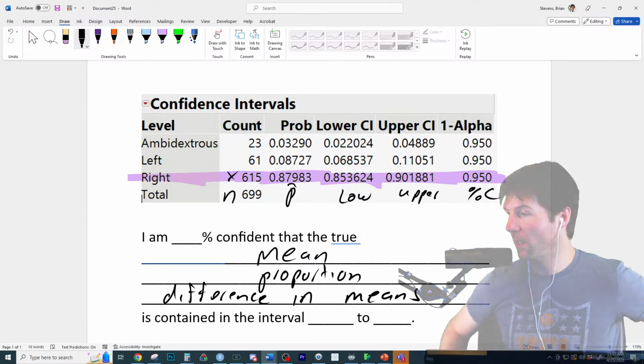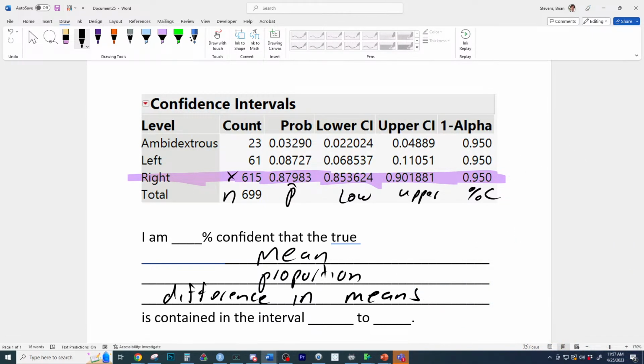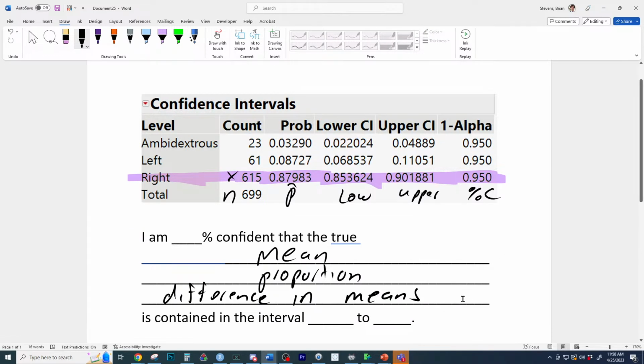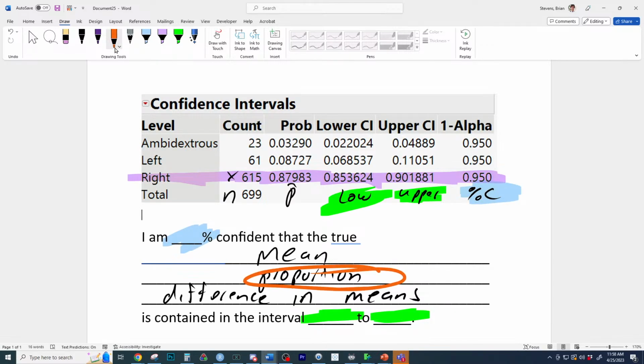So a lot of times people get stuck on this because they say, well, wait a minute, how do I interpret this? What do I need to say? And we would say, I am 95% confident, that's 1 minus alpha level of confidence, that the true proportion of people who are right-handed, and you could say percent, that also works, but then I would change the last two numbers to percents also, is contained in the interval, the lower to the upper. So we'll mark this right here. Lower to upper goes right here. The percent confidence is going right here. And we are doing proportions because it is categorical data, like the proportion of people are right-handed.